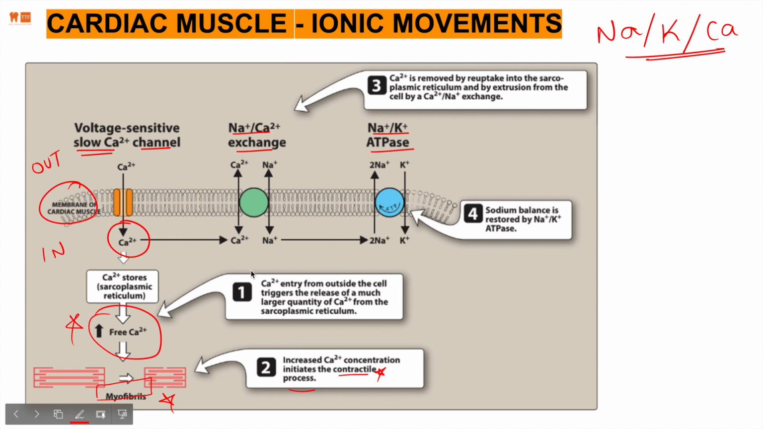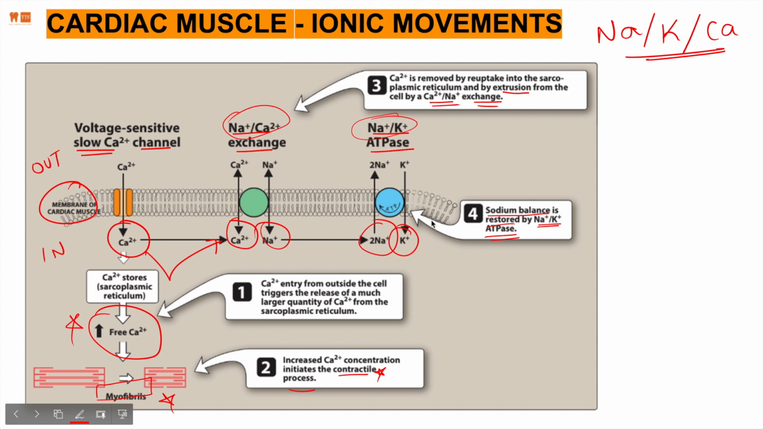Now, once it's done, the calcium is removed by reuptake into the sarcoplasmic reticulum and by extrusion from the cell by sodium and calcium exchange. So calcium is done with its job over here, comes back here, changes its position with sodium. Fair enough. Now sodium is inside. Sodium being a lot more inside, it needs to be balanced by potassium because it's way too much sodium inside. Therefore sodium leaves, potassium enters, and that is the balance restored by sodium potassium ATPase.